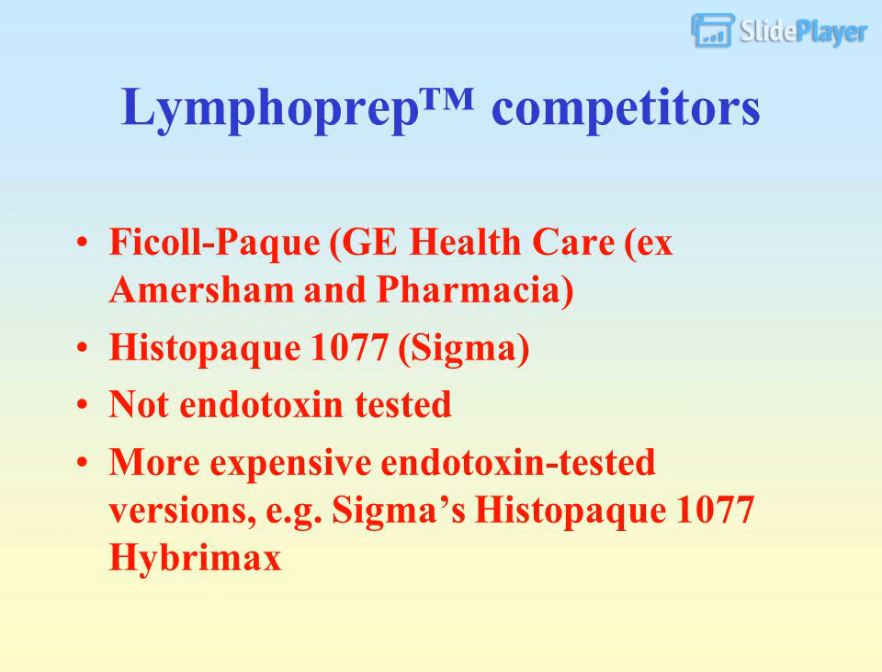Lymphoprep competitors: Ficoll-Paque, GE Healthcare, Amersham and Pharmacia; Histopaque 1077, Sigma, not endotoxin tested. More expensive endotoxin-tested versions exist, for example Sigma's Histopaque 1077 Hybri-Max. Competitors for Lymphoprep are Ficoll-Paque and Histopaque. The basic versions are not endotoxin tested, but more expensive versions that have low endotoxin levels are available. Axis-Shield makes it easy: one medium, Lymphoprep, that is endotoxin tested at less than 0.13 EU/ml.